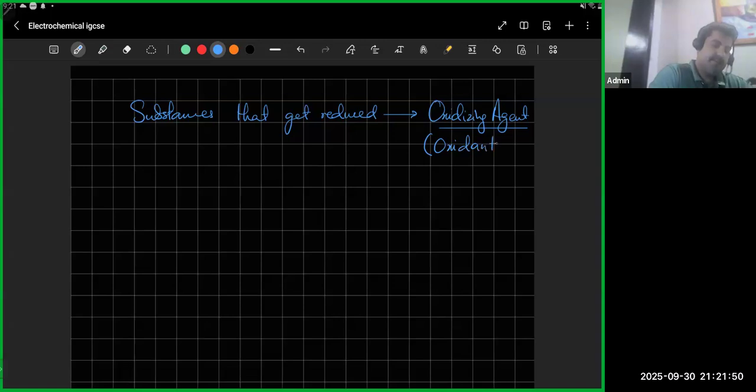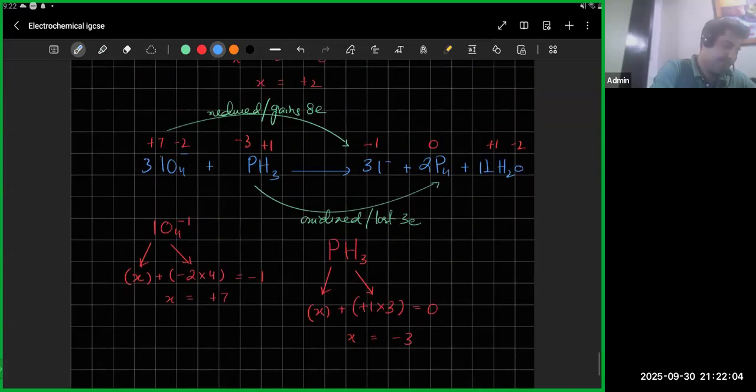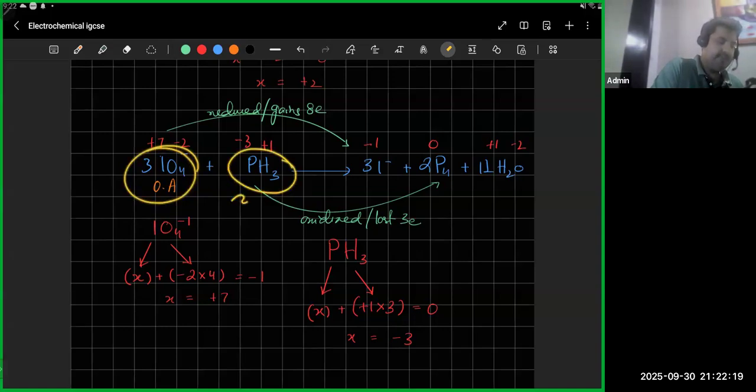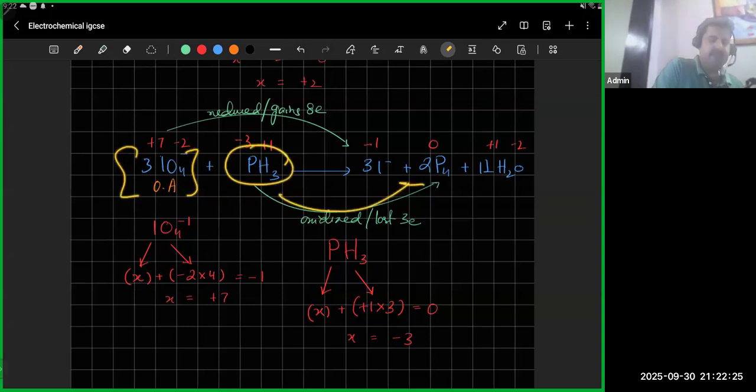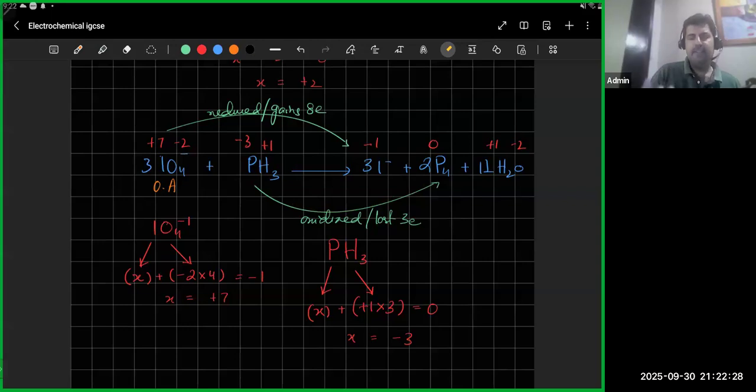The spelling? Oxidant. I don't know how to pronounce it. Oxidant. The substances that get reduced are known as the oxidizing agent. So whoever got reduced, I'm going to write a small O.A. The naming is opposite. And the reason it's the opposite is because this is the agent who oxidizes PH3. If this agent wasn't there, PH3 would not be getting oxidized, right? So it's called the oxidizing agent because it's oxidizing the other substance, right?